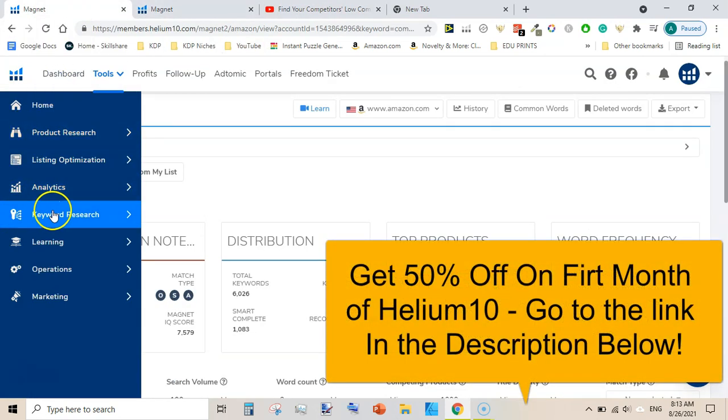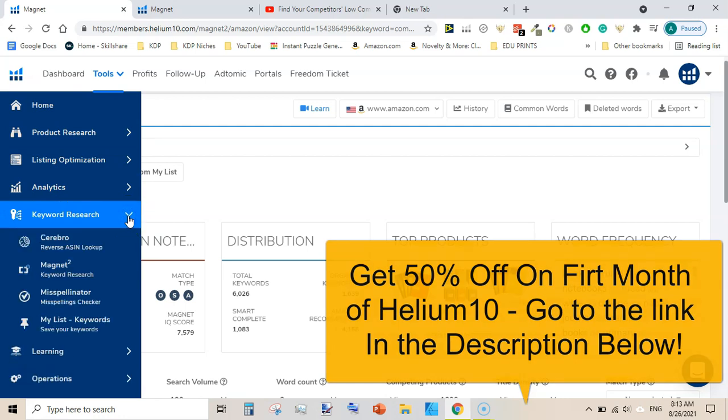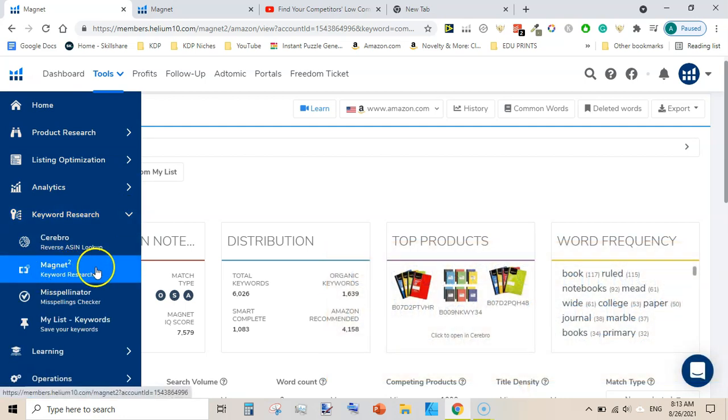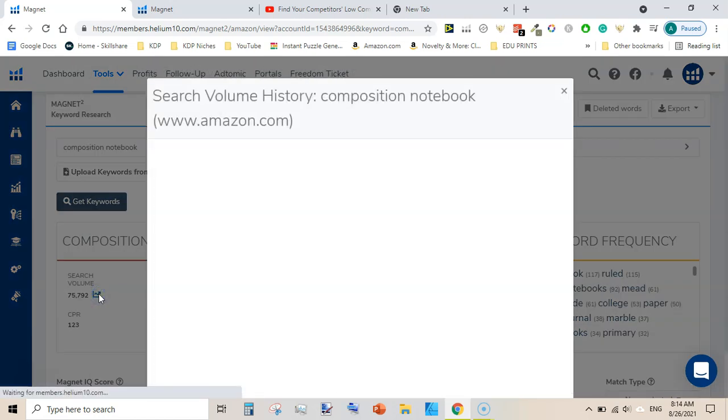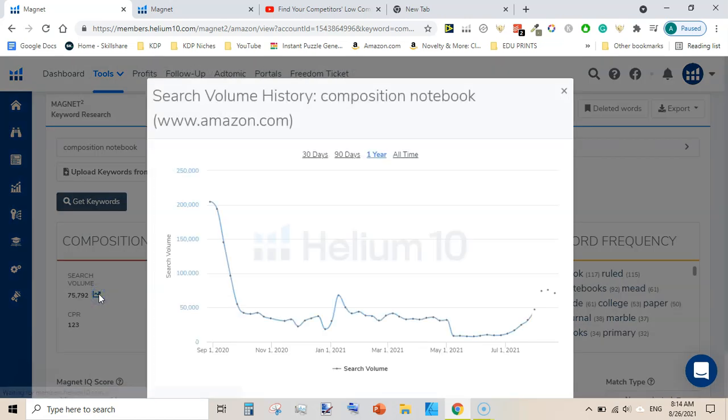If you come over to keyword research, under keyword research you will find this tool, Magnet tool. Okay, once you click here you will be on this search bar. Here you will type a simple keyword. I have typed composition notebook because I am interested in finding niches related to composition notebook. So you can see here search volume is 75,792, and here you can click on the graph and you can see the historic data.